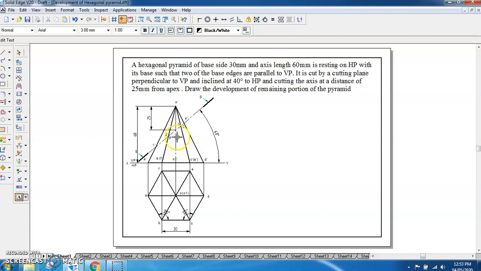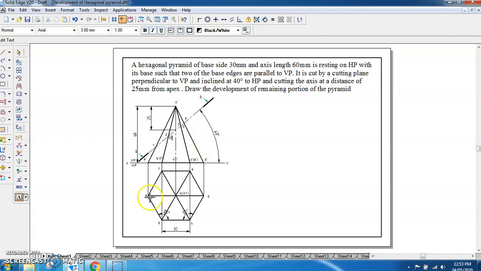Once you mark these cutting points, as we are going for the development of the lateral surfaces, you don't have to project them in the top view. So let it be like that. Now to have the development of the remaining portion of the pyramid, we have to draw the true length of the slant edges.